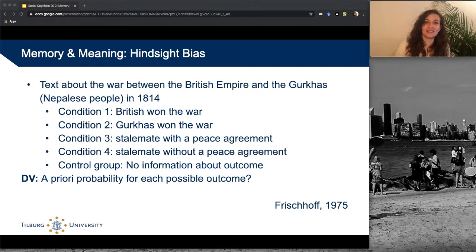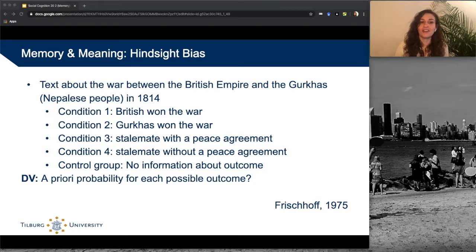Let's take a look at an experiment that deals with hindsight bias. This is Fischhoff in 1975. In this experiment, participants were given a text about the war between the British Empire and the Gurkhas, that's a Nepalese people, which occurred in 1814.